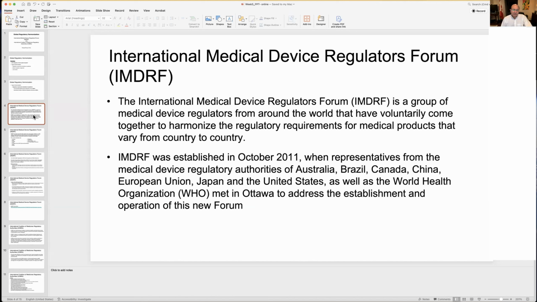So this organization was established in October 2011 when representatives from the medical device regulatory authorities of Australia, Brazil, Canada, China, EMA, Japan, and the United States, as well as the World Health Organization, met in Ottawa to address the establishment and operations of the new forum. So it's very similar to the International Council of Harmonization, where we also had the same approach in order to, again, regulate, I would say, different products around the world.